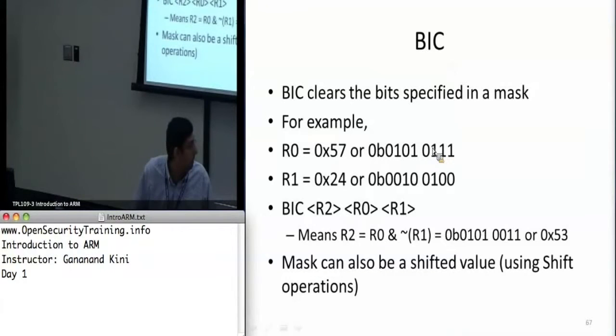So the mask can be a shifted value as well. Here I'm just using a simple example, bit clear R2, R0, R1, but you can also provide a logical shift operation on top of this last operand, and you can do some more complex things. This is especially useful because a lot of ARM uses memory mapped I/O, and you want to be able to set interrupt bits or disable interrupts and things like that. So bit clear comes in very handy for this.